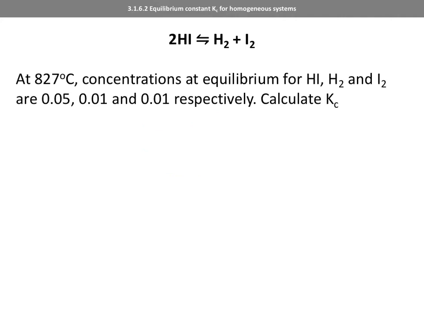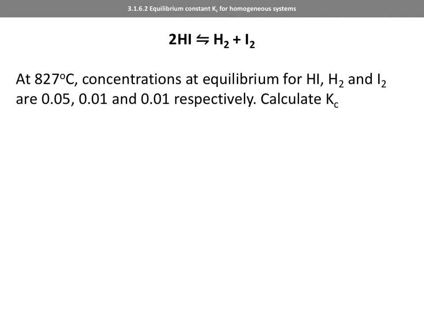So let's have a look at an example question. You will often, if not always, be given a temperature. So here it says at 827 degrees Celsius. The reason they do that is because this is called an equilibrium constant, so therefore it's a constant. But temperature changes it. So they're saying at this temperature, what's the equilibrium constant? Because at another temperature, the equilibrium constant would be different. So it's constant at a particular temperature.